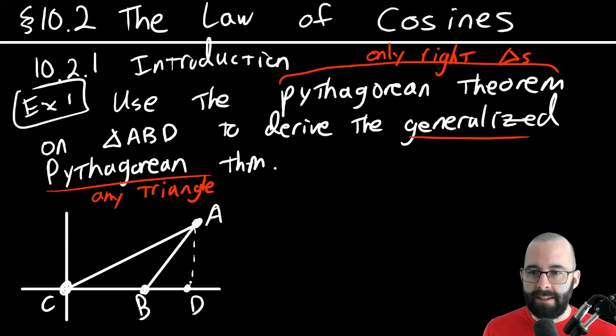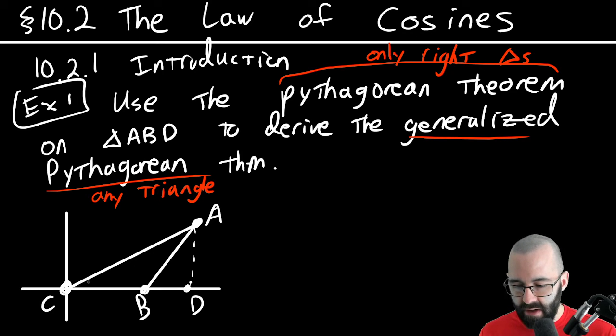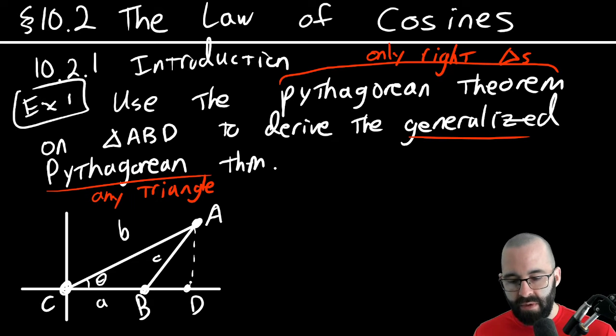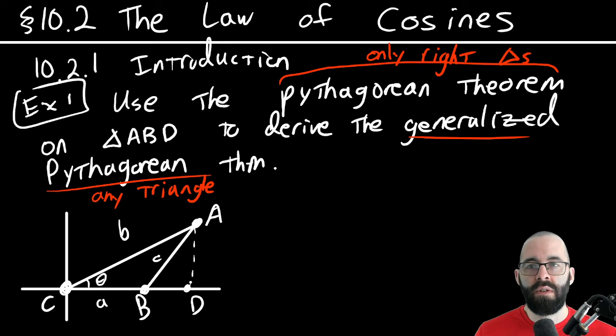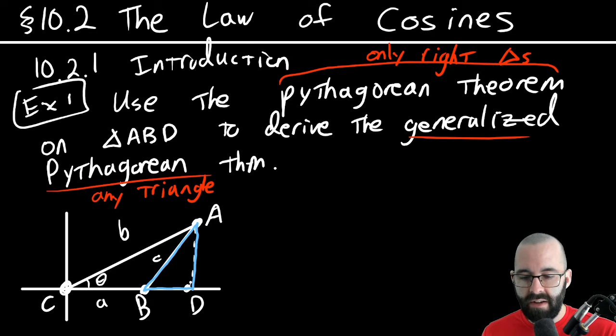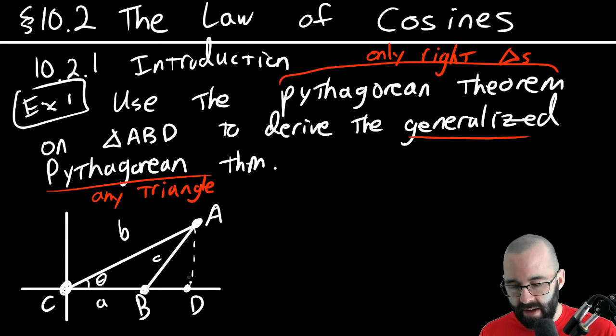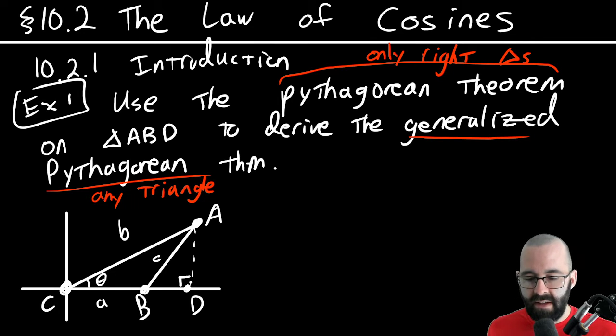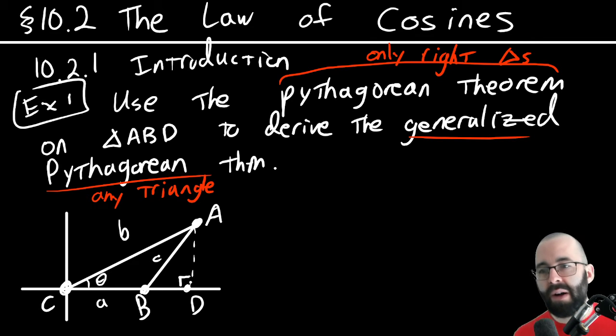Let's also look at this point D. Let's call this theta. So little side A is opposite big A, little side B is opposite B, and little side C is opposite C. The instructions tell us to use the Pythagorean theorem on ABD, on this triangle right here. This is a right triangle indeed. And we're going to see what this says about the other triangle.